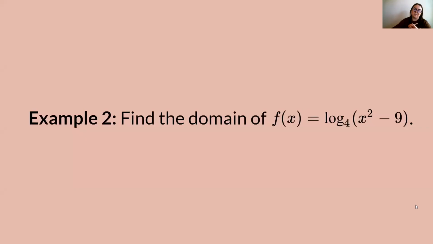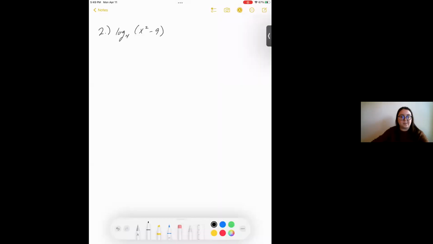Let's get into example 2. Example 2, we want to find the domain of f of x is equal to log base 4 of x squared minus 9. So this is the problem that we're going to work on. We're going to head over to our notes. All right, so for example 2, we have log base 4 of x squared minus 9, and we're trying to find the domain.